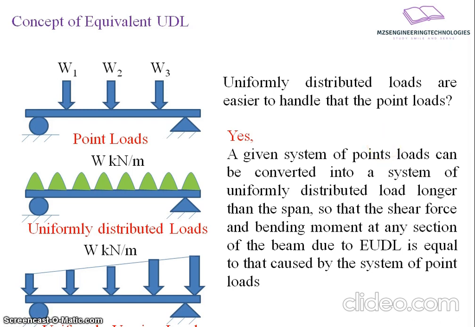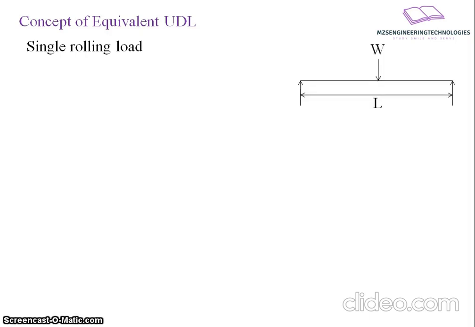Let's have an example conversion here with reference to a single point load converted into an equivalent UDL. For that, what surety do we have? We should have no change in the effects produced by the loading system. So let's consider this rolling point load acting at the mid span.